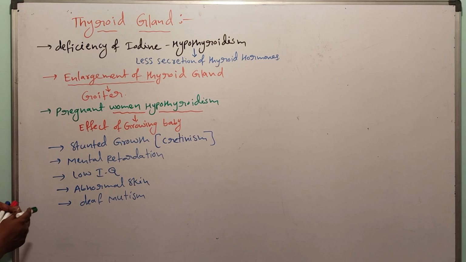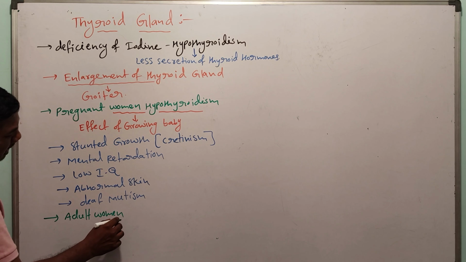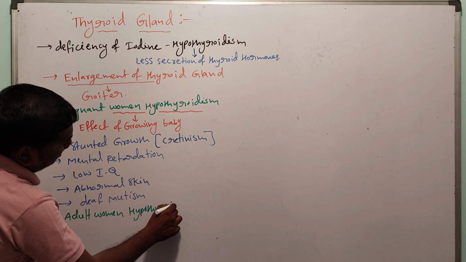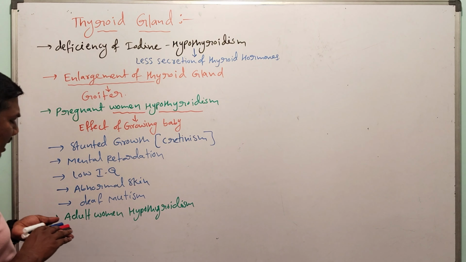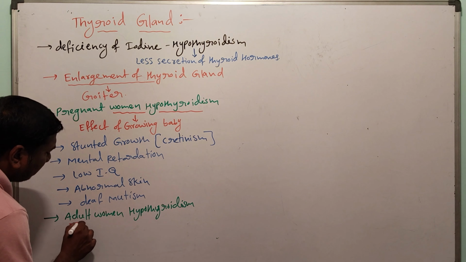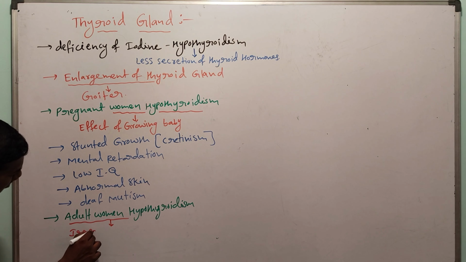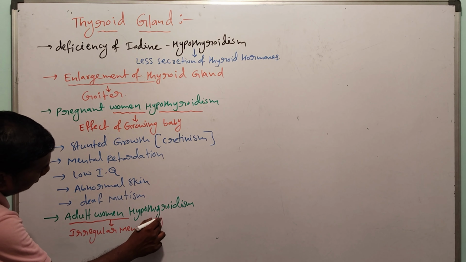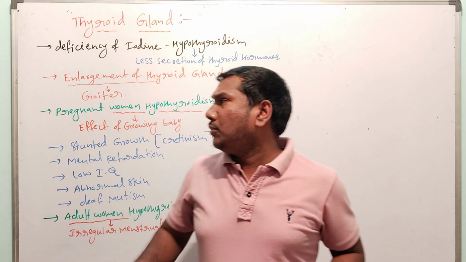Another one is adult women with hypothyroidism. They are affected by an irregular menstrual cycle.